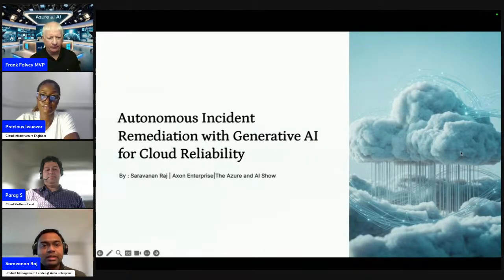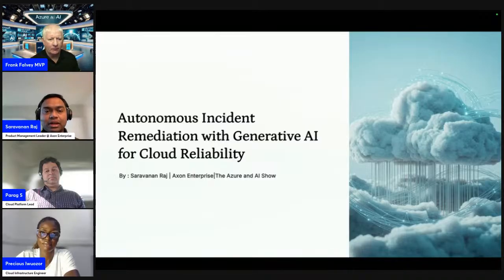So today, my topic for this conference is autonomous incident remediation using Gen AI for improved cloud reliability. Just for context, I was at Microsoft for the last 12 years. I owned Microsoft's incident automation platform, which used both a rule-based as well as an AI-based engine for autonomous incident remediation. So that's my topic for the day. And I currently work as a product management leader for Axon Enterprise.